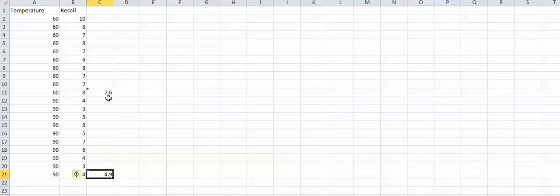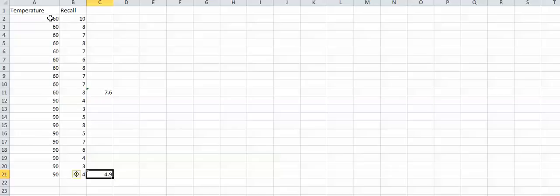So it looks like overall the 10 people in the 90-degree room did do worse than the 10 people in the 60-degree group. They did worse because their average recall score was lower. So this is what a data set would look like in an experiment in which you're comparing two conditions.